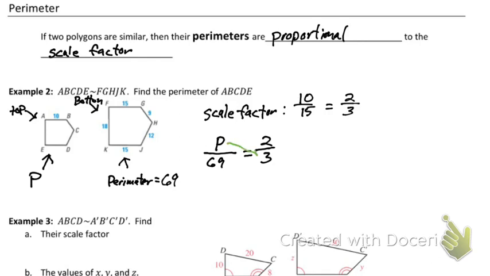Once again, we use our means extremes, or our cross product, and we're going to end up with 3P equals 138. So what is our perimeter equal? What did you come up with, Isabel? 156.